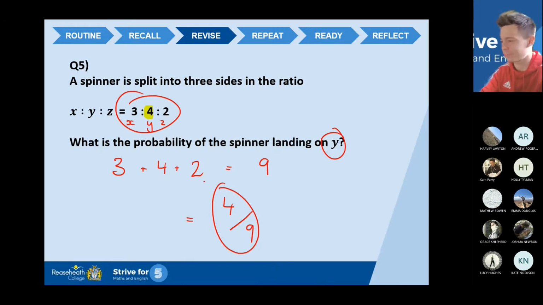Sounds a bit weird, doesn't it? But 4 in 9. Kind of a bizarre question. I made that one up a bit. I tried to catch people out, and I've probably caught myself out. But if you got 4 over 9, excellent stuff there, because you've added all the parts of the ratio and you've identified the crucial bit, which is the number 4 for the letter Y.